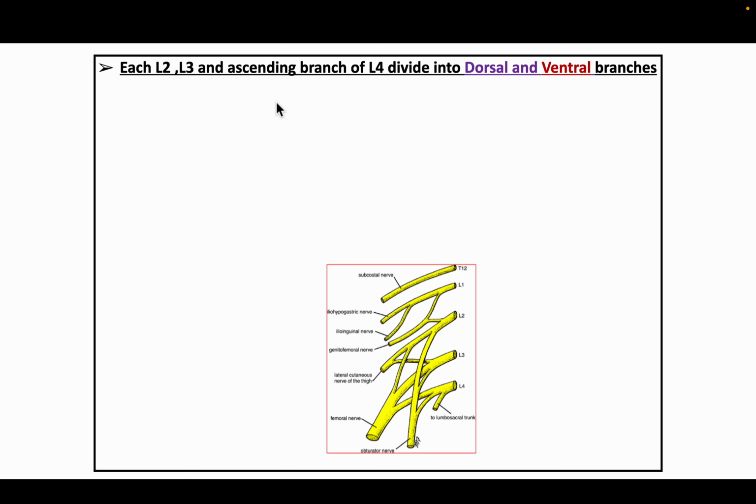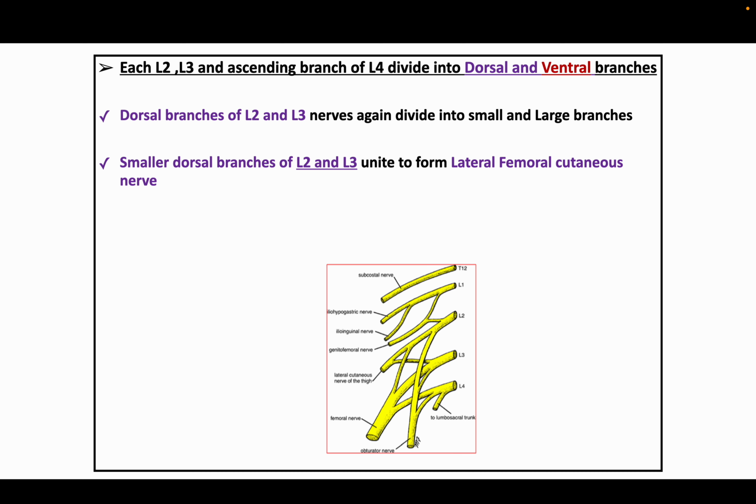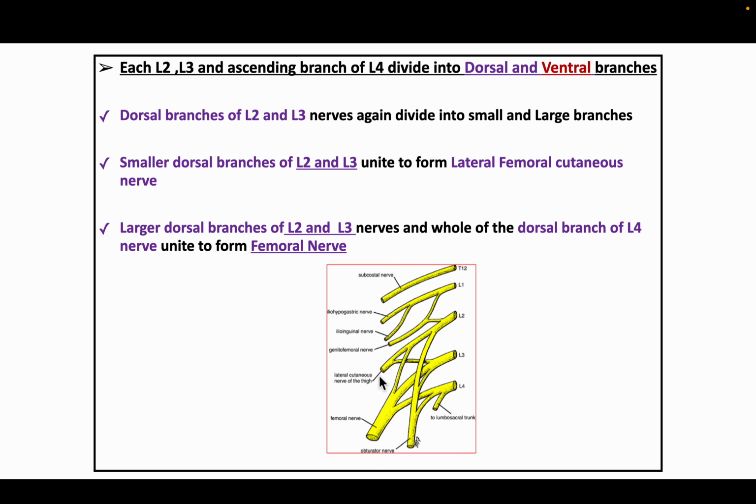Now each L2, L3 and ascending branch of L4 they divide into dorsal and ventral branches. Dorsal branches of L2 and L3 nerves again divide into small and large branches. The smaller dorsal branches of L2 and L3 they unite to form the lateral femoral cutaneous nerve. And the large dorsal branches of L2 and L3 nerve they form basically the femoral nerve.